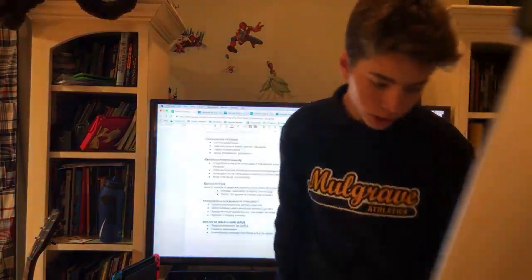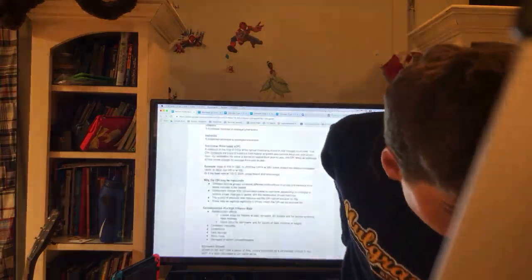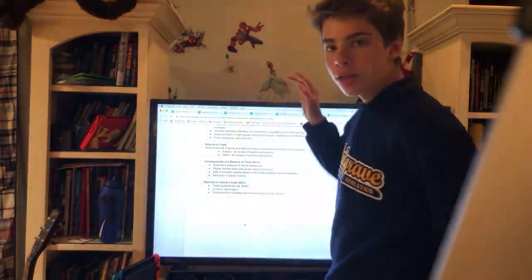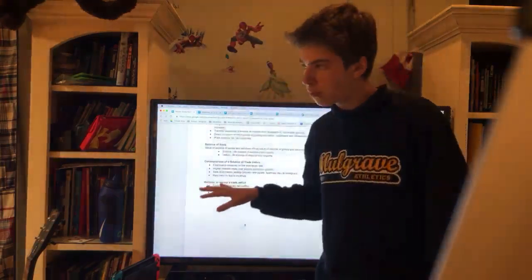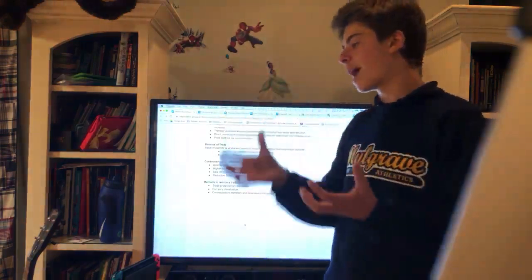The balance of trade. Okay, so I believe we are done. I went through the entire thing. I just want to go through this right here. This is the most important thing in economics relating to the circular flow model. It's basically the balance of trade.